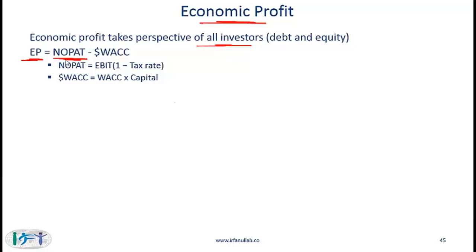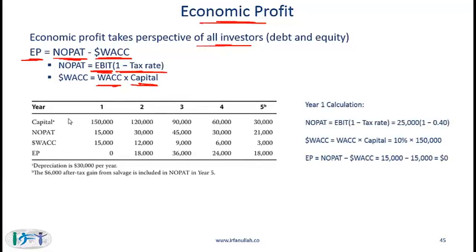So NOPAT stands for the money that is generated, which is available to debt holders and equity holders, minus the interest. So how do you calculate it? EBIT, which is the overall operating profit, and then 1 minus the tax rate to pull out the tax. And then dollar WACC, this is simply the cost of capital, which is a rate, multiplied by the total capital which has been invested by both the debt holders and equity holders.